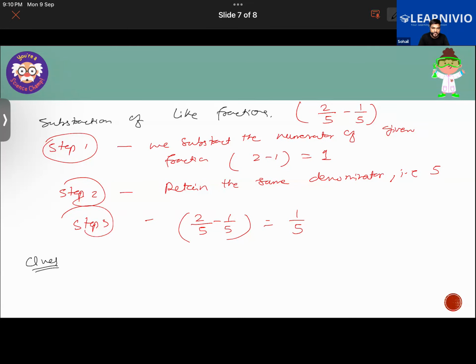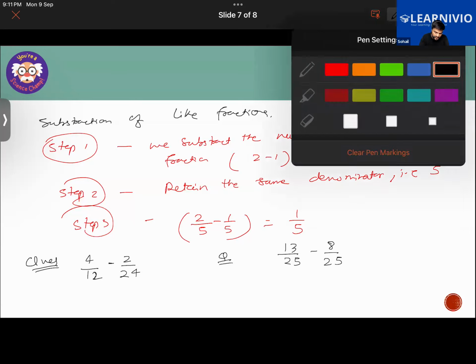Let's do some questions. The first question is, I'm taking some questions from your assignment. You have 4 upon 12 minus 2 upon 24. So you guys are going to do this one. The next question is 13 upon 25 minus 8 upon 25. Yes, both of you solve this. I'm done with the first one. Done, sir. Okay.